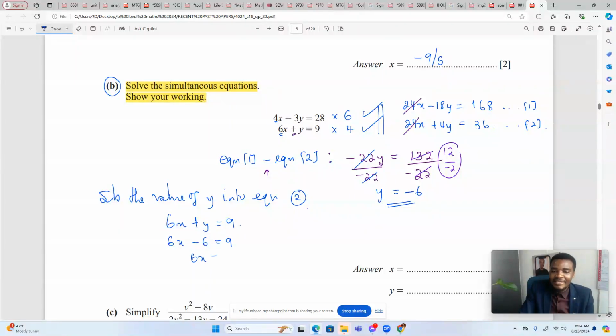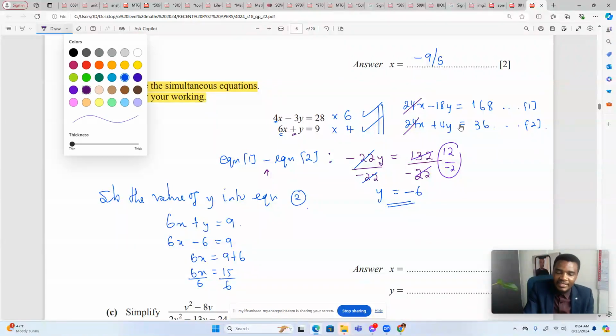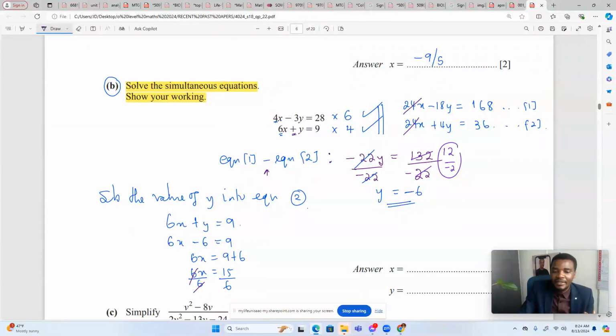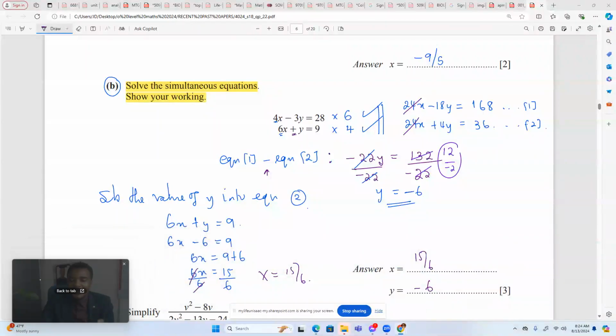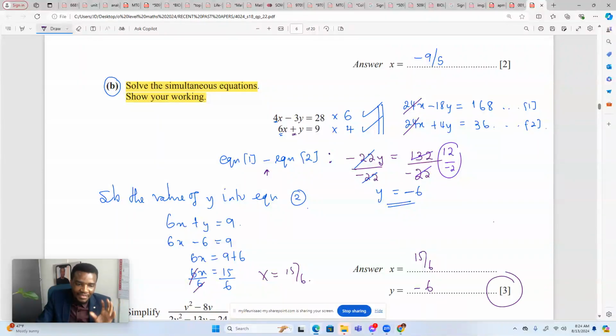So 6x is equivalent to 9 plus 6 after taking minus 6 to the other side. Then 6x is going to give us 9 plus 6, which is 15. If you want the value of x, you're going to divide both sides by 6. Something quite interesting is happening here. Then straight away we see that x is equivalent to 15 over 6. So our x is 15 over 6 and our y is minus 6. So yes, this is how we were supposed to tackle this problem and get all these 3 marks.